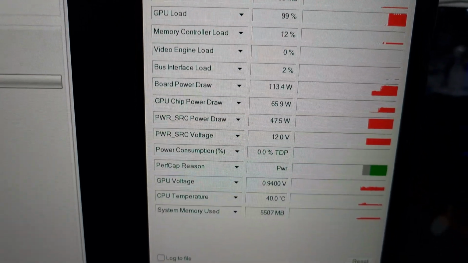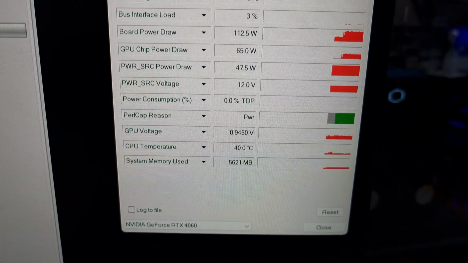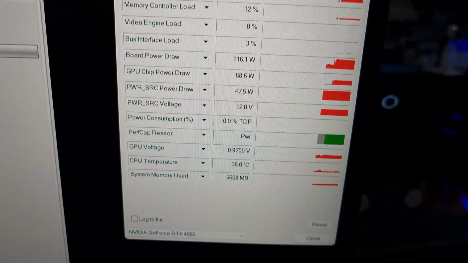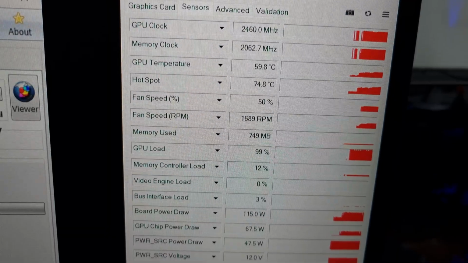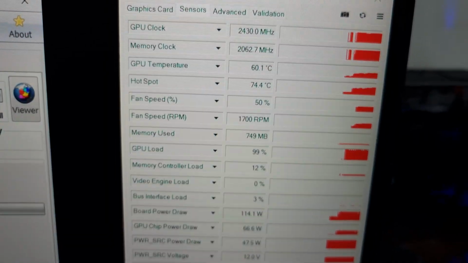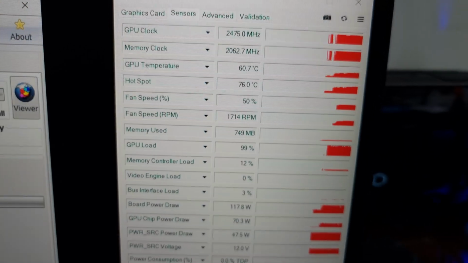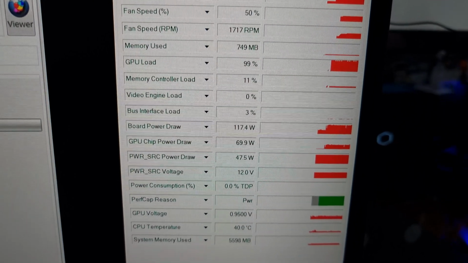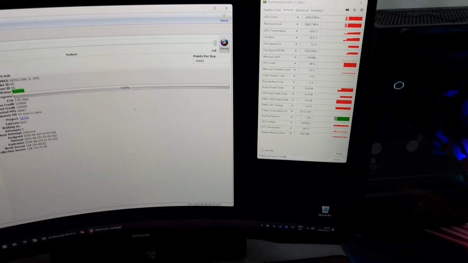115, 120 watts. I mean, the reading here is for the TDP. GPU-Z is not picking that up, but I'm not worried about it. And like I said, the junction between the core and the hotspot looks like it's 15 degrees Celsius. So, not bad. I'm very happy with the little card. Very power efficient.